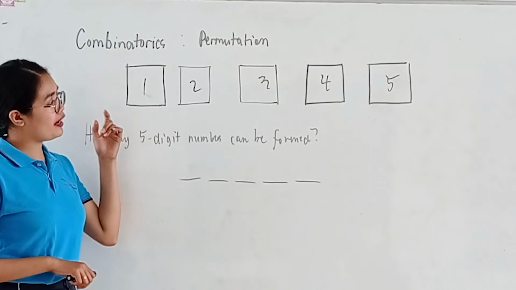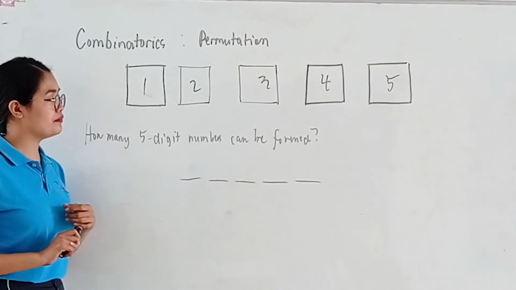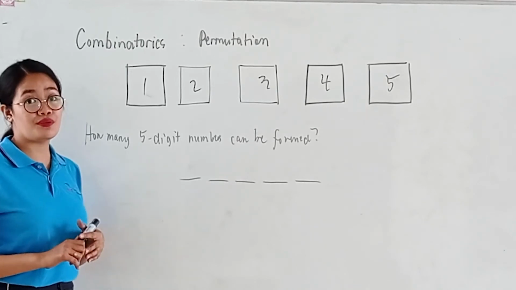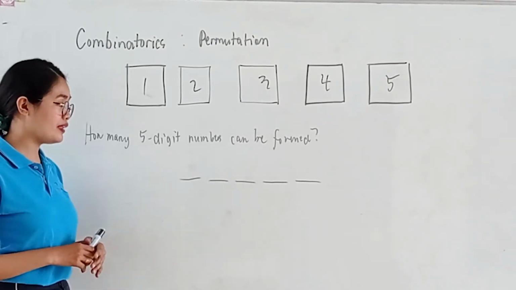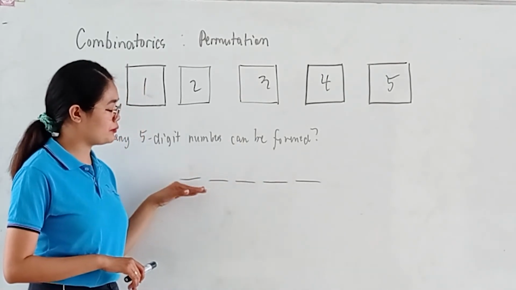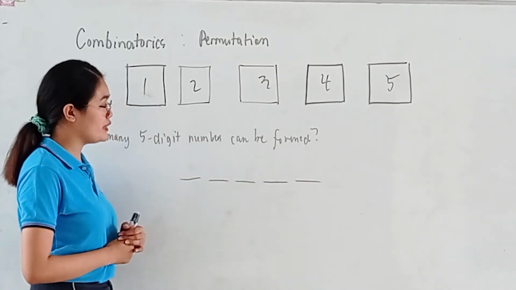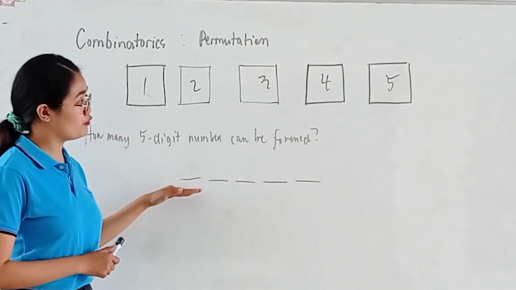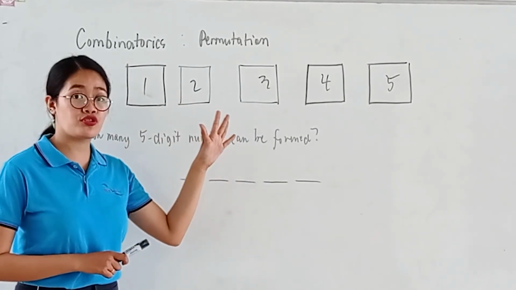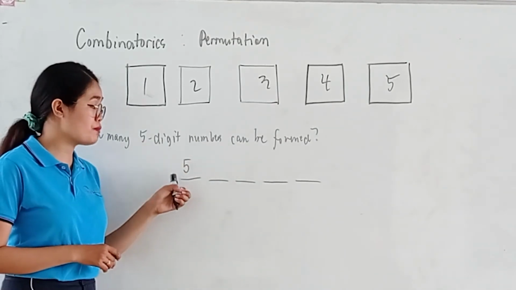Okay. Suppose we have 5 cards numbered 1, 2, 3, 4, and 5. The question is, how many 5-digit numbers can be formed considering that a card may only be used once, meaning a number may not be repeated. Applying FTC, we have 5-digit numbers, so we have to fill in 5 positions where a number cannot be repeated. For the first digit, we can have 5 options.